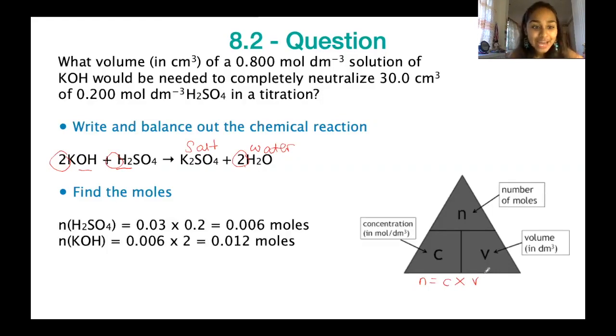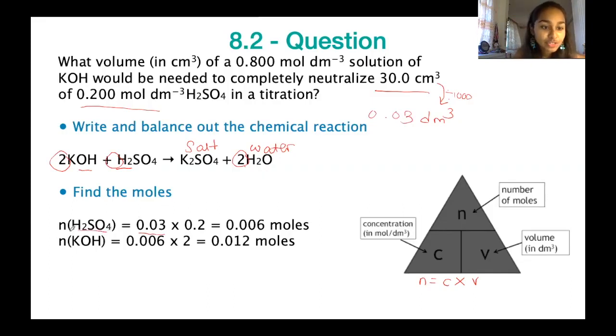So this is how I've worked out the moles for the sulfuric acid, so 0.03 times 0.2. This is all information that you've been given here and here. Remember, when you use the NCV triangle, you need to convert your cubic centimeters to decimeters cubed. And the way that we do that is we divide by 1,000. So that's why it's 0.03, which is the number that I've used over here.